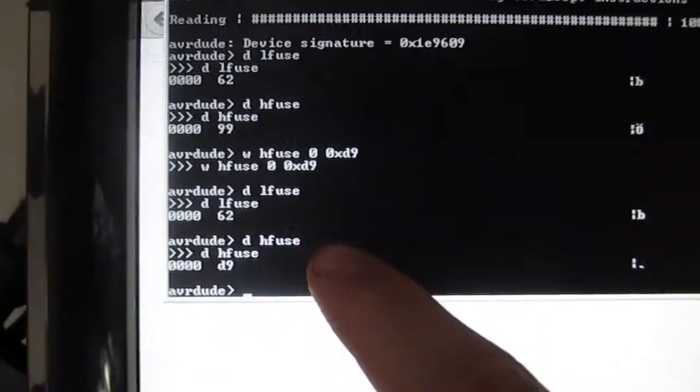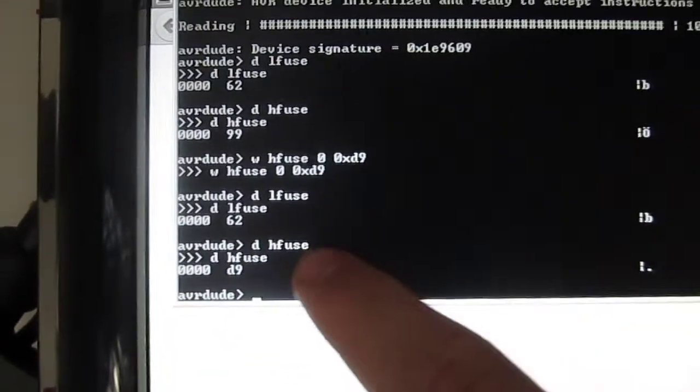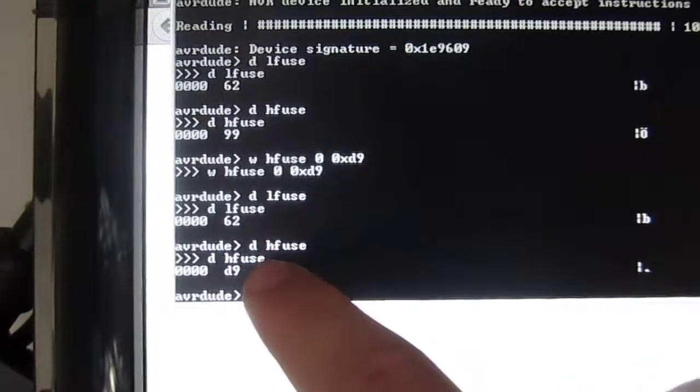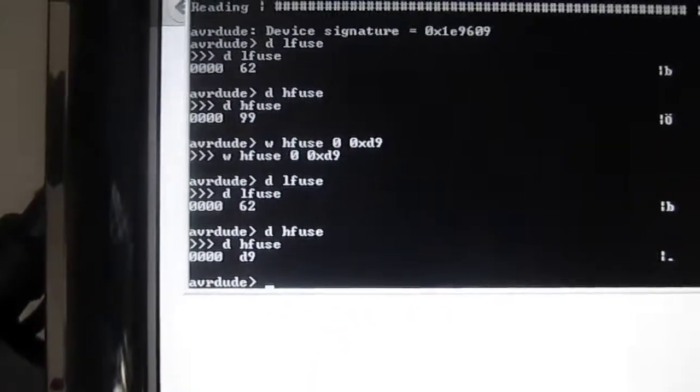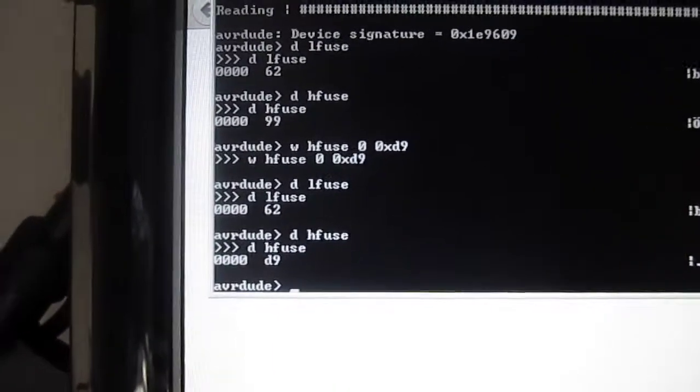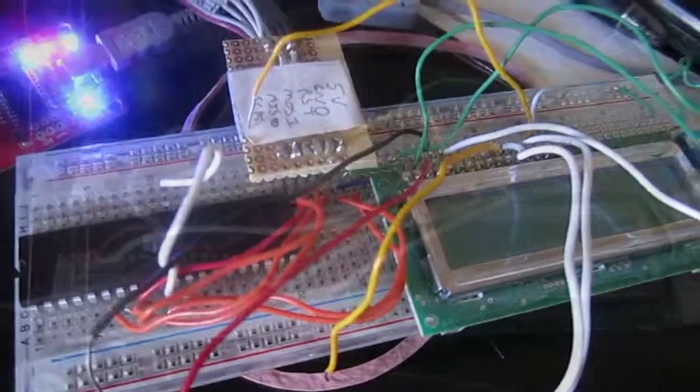Okay, so I went and wrote it. Now when I read it again, it's 62 and D9. So now JTAG is disabled and I can use port C. So now we have to hook it up and program it.